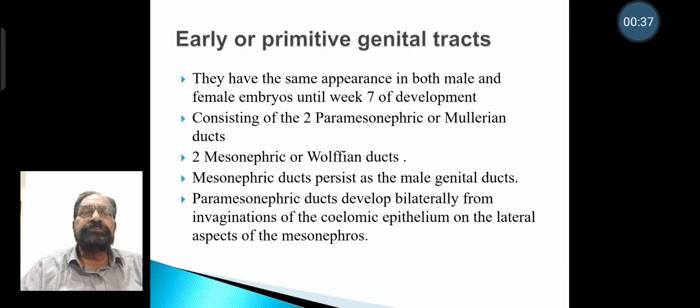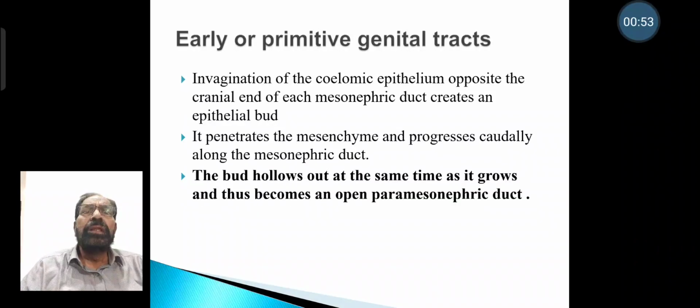Mesonephric ducts persist as the male genital ducts. Paramesonephric ducts develop bilaterally from invaginations of coelomic epithelium on the lateral aspect of mesonephros. Invagination of the coelomic epithelium opposite the cranial end of each mesonephric duct creates an epithelial bud. It penetrates the mesenchyme and progresses caudally along the mesonephric duct. The bud hollows out at the same time as it grows and thus becomes an open paramesonephric duct.